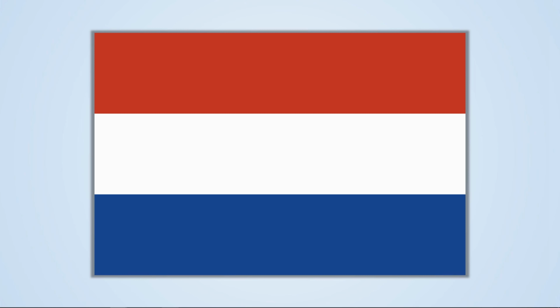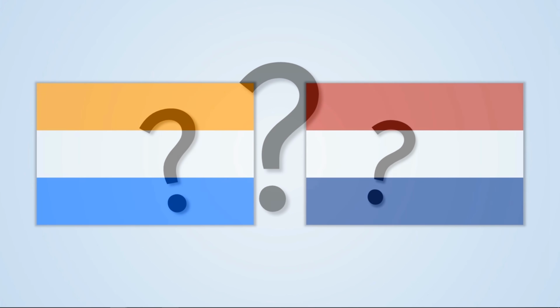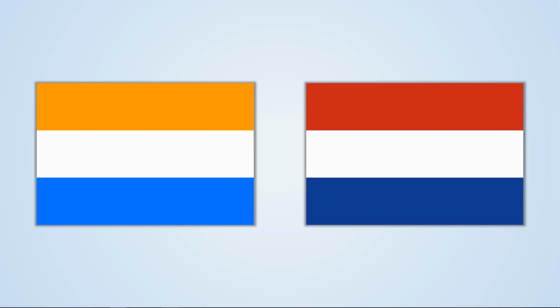Hold on a minute, you said this was the flag of the Netherlands, but that flag clearly has an orange stripe, not a red stripe. So which flag is that? Well, in this video we're going to find out why the orange colour changed to a red colour on the Dutch flag.